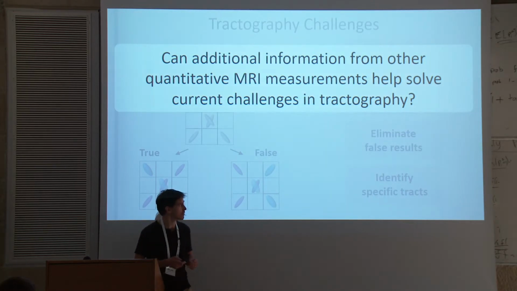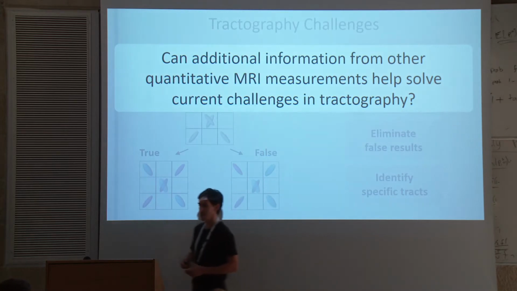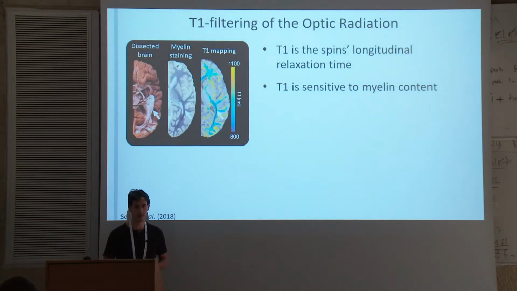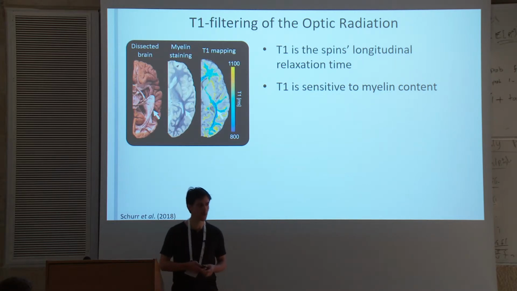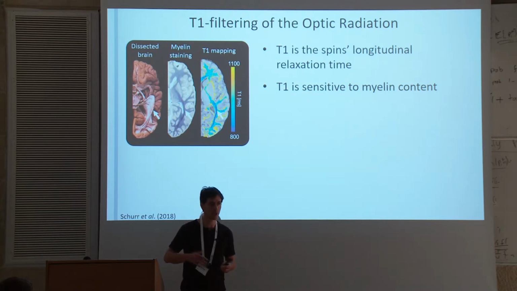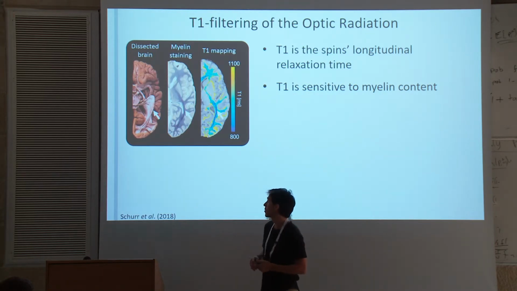So we'll talk very briefly about how we address the first challenge, just one slide, and then I'll talk in more detail about how we try to tackle the second challenge of identifying specific tracts. As for this first challenge, we focused on the optic radiation. You can see it over there in a dissected brain. You can see it from below. The optic radiation connects the thalamus to area V1, the primary visual cortex.